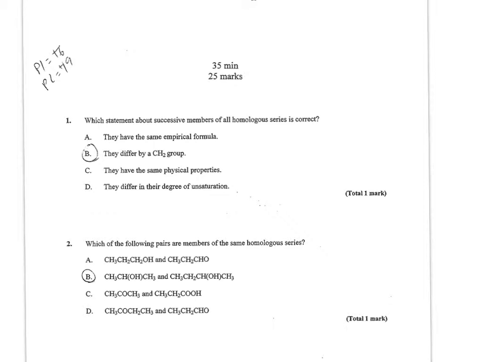And I have circled B. They differ by a CH2 group. And because they differ by a CH2 group, that's why they can't have the same empirical formula. They have the same general formula, but that's different than the empirical formula.